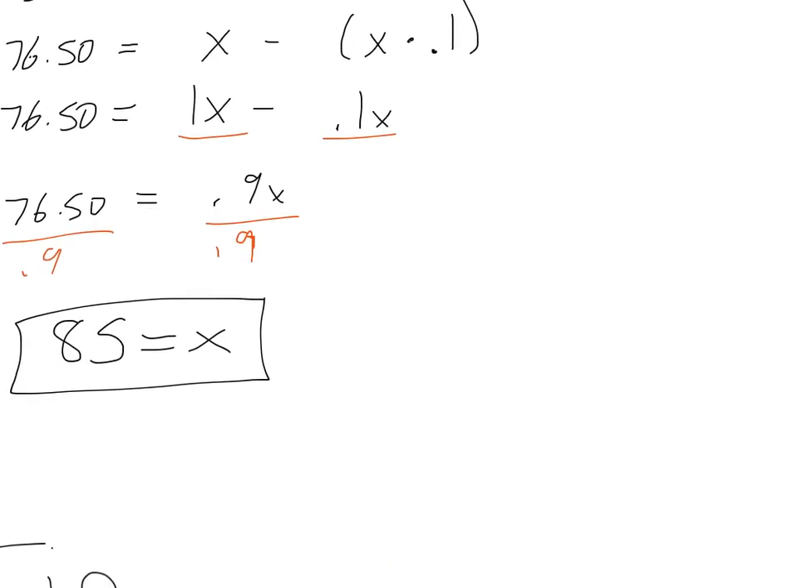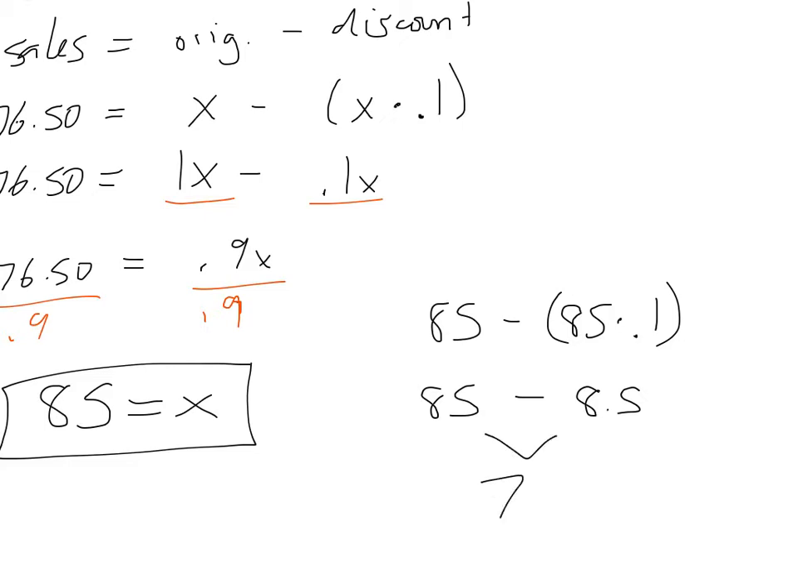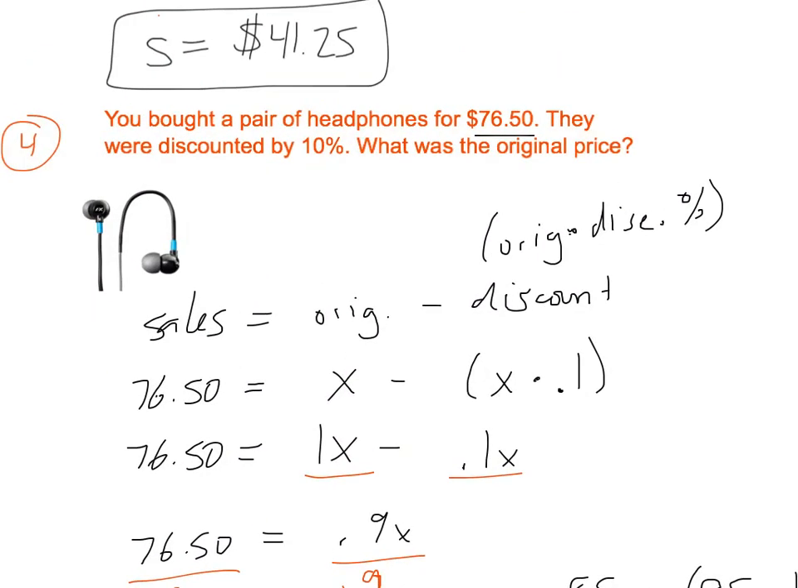So we can actually check our work here. If they were $85 originally, I should be able to subtract the discount, which would be $85 times 10% off. So 85 times 0.1, that's $8.50. That's like saying 85 minus 8.5. And if you take 85 minus 8.5, what do you end up getting? You end up getting $76.50, which is what it told us that you paid anyway. So we just checked our work and we did it right.